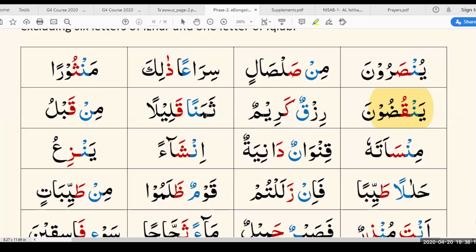This one, please. Okay. And the last one, please. Okay, there is a qalqalah letter here, ba with the sukun. Min qabl. Okay, Jazakallah. Sorry, what's your ID again? 214. L214? Yeah. Okay, Jazakallah.